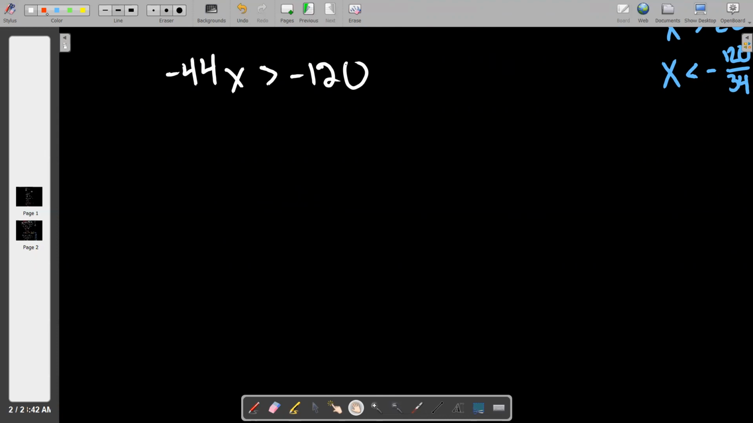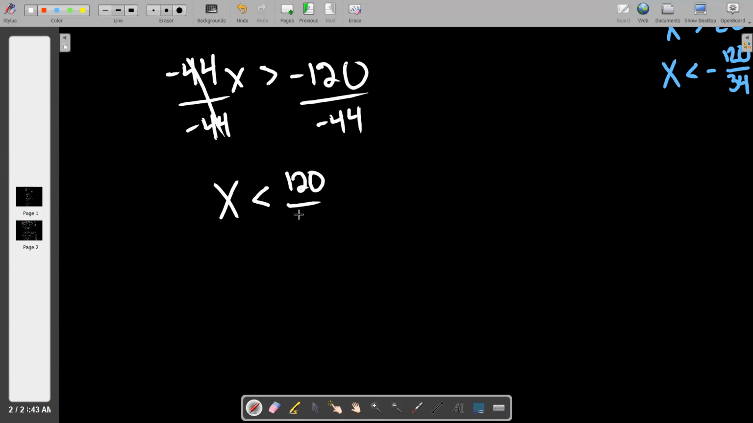So anyhow, here we are. You should have all gotten to this point if things went well. At some point, you're all dividing something like 120 divided by 44. And when I divide both sides by negative 44, it's a mess, right? So it becomes x is less than, and it definitely is 120 over 44. However, that can be reduced because 120 and 44 can both be divided by 4. If you divide them both by 4, you get a final answer of x is less than 30 over 11.